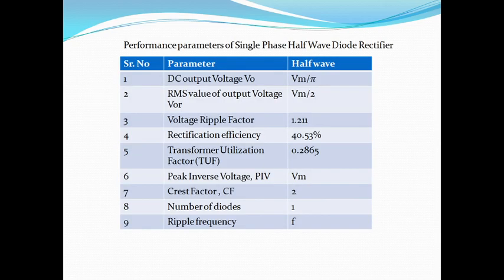I have tabulated the same. So you have DC output voltage as Vm by pi, RMS value of output voltage as Vm by 2, voltage ripple factor as 1.211, rectification efficiency as 40.53%, transformer utilization factor as 0.2865, peak inverse voltage as Vm, crest factor is 2, number of diodes is 1, and ripple frequency is F. So with this, we come to the conclusion of the single phase half wave diode rectifier with R load.